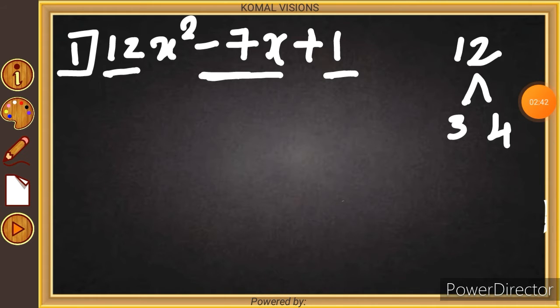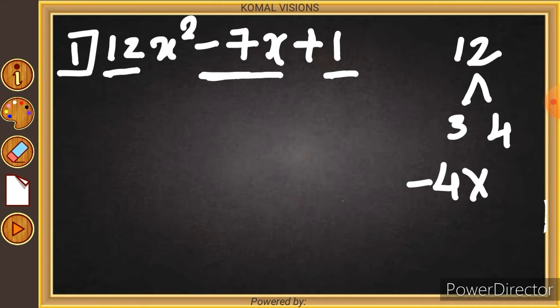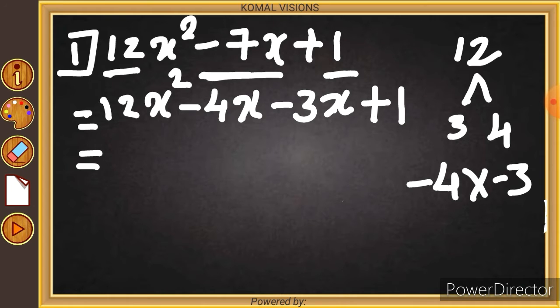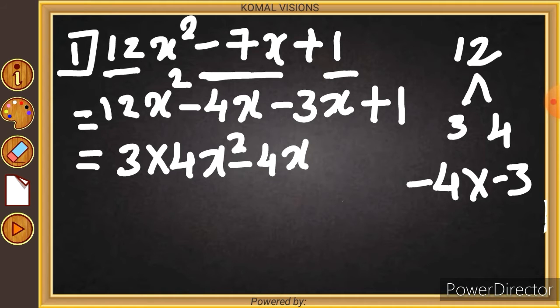Now if I take minus 4 and minus 3 here, what happens? The product of minus 4 and minus 3 will be 12 and the sum of these two will be minus 7. So I can definitely substitute in the place of minus 7 as minus 4 minus 3, plus 1, which is equal to, I can write 12 as 3 into 4, x square minus 4x minus 3x plus 1.